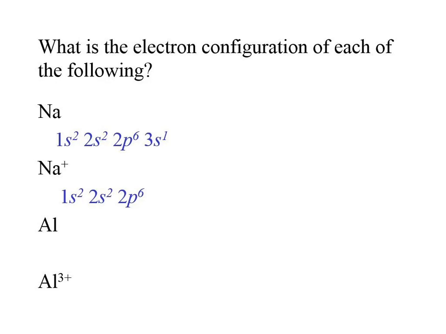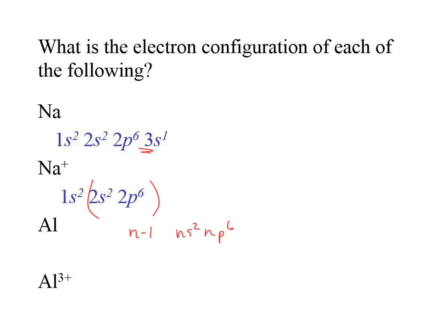So a few slides ago, I told you that its new valence shell would be n-1, ns2, np6. So the n-1 means it was 3 and now it's 2.